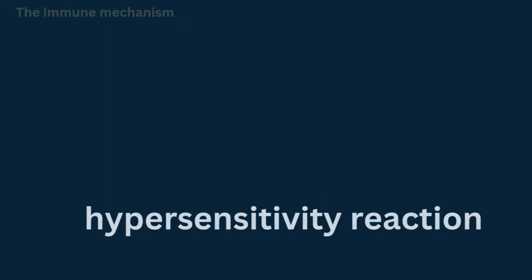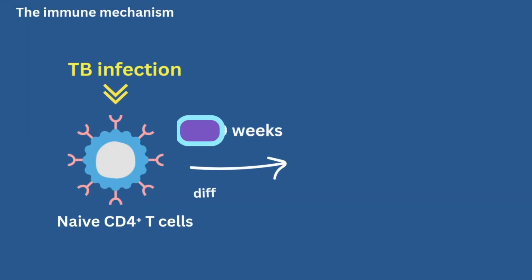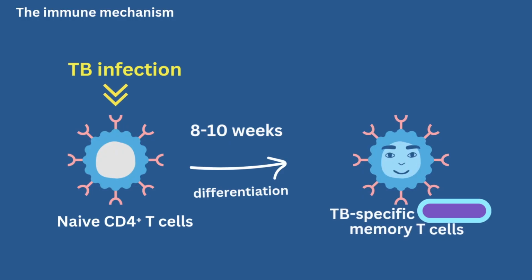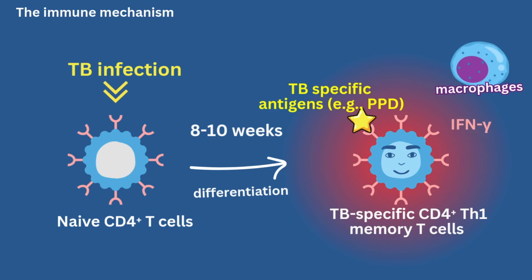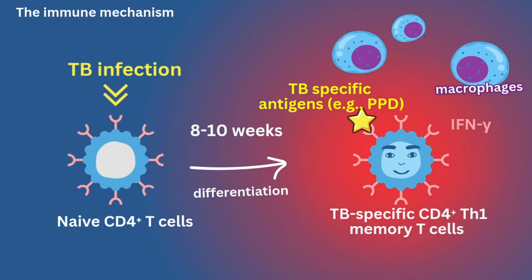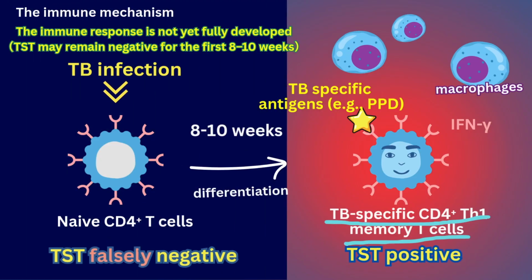After prior exposure to tuberculosis, the immune system forms TB-specific CD4-Th1 memory T cells. When these cells are re-exposed to TB antigens, specifically PPD, the memory T cells become activated. They release interferon gamma, which recruits macrophages to the site. This localized immune response produces firm induration. So, a positive TST reflects cell-mediated immunity to tuberculosis antigens.